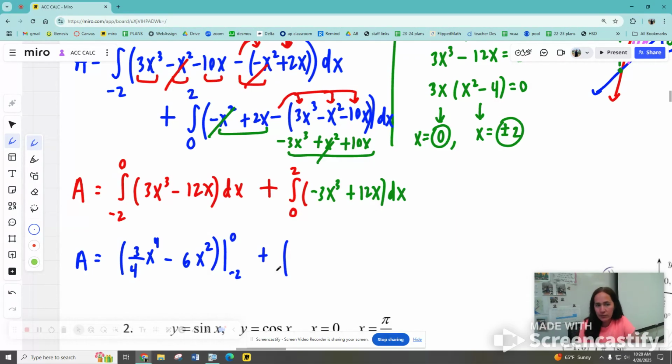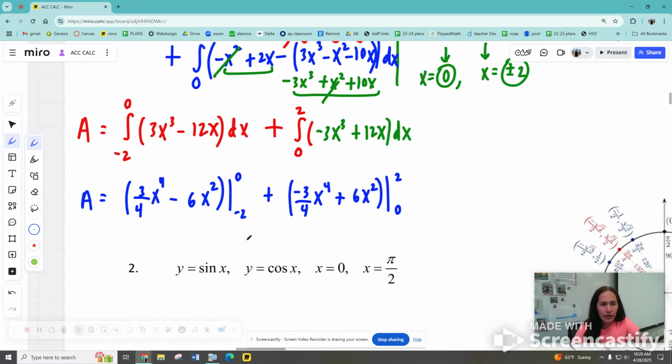Plus, we'll get a very similar expression, I think just opposite signs for the second integral. This is negative 3x to the 4th over 4. And this should be plus half of 12, so 6x squared, evaluated from 0 to 2. And with this last little bit of space, we'll try the plug-in, right?